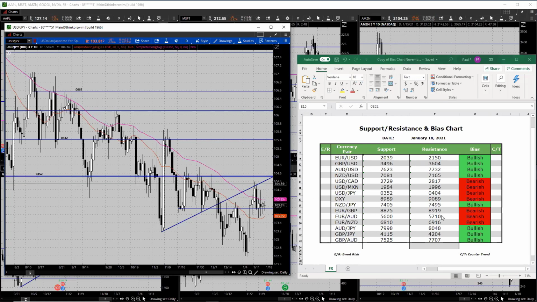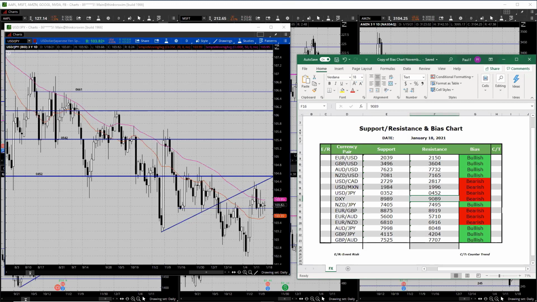352 and 452. Anything can happen in between here. To me, it's like makes no difference. That's it. We're just trading in that. We need a break on either side, a close below or a close above to generate something.